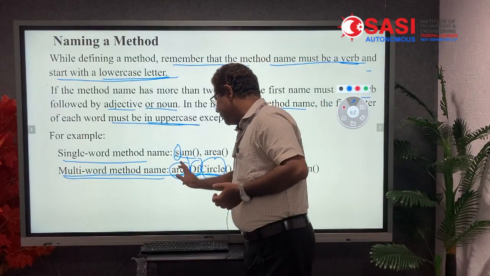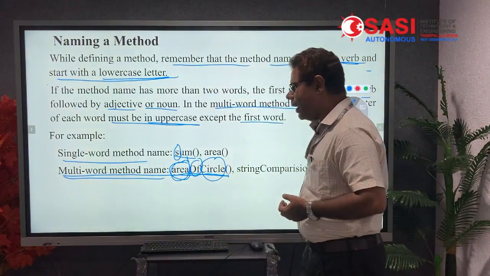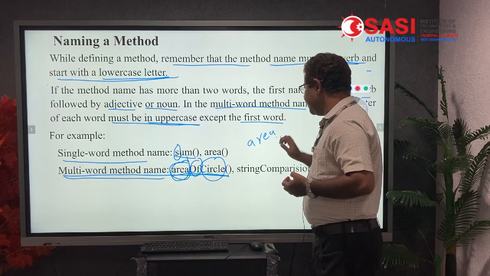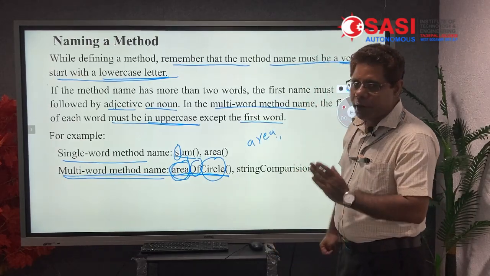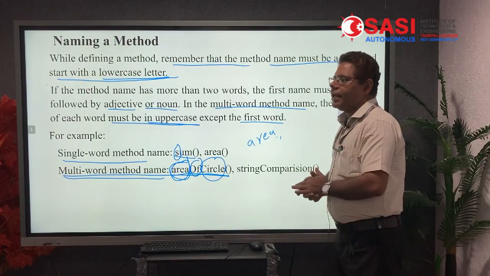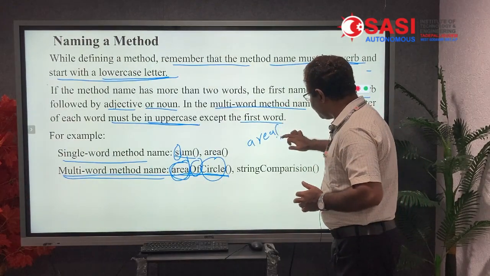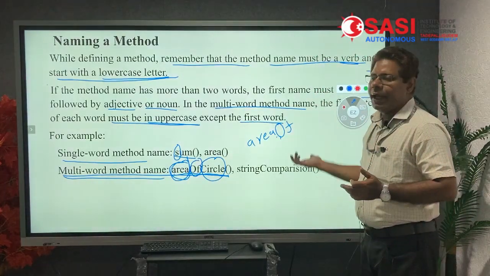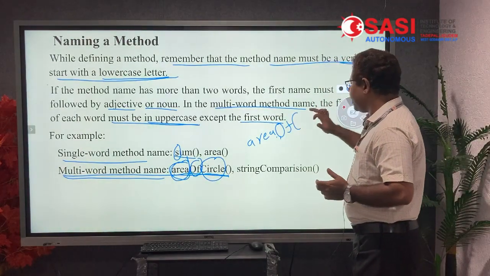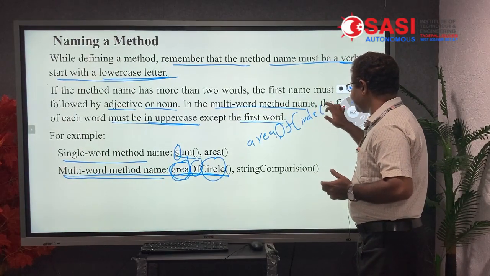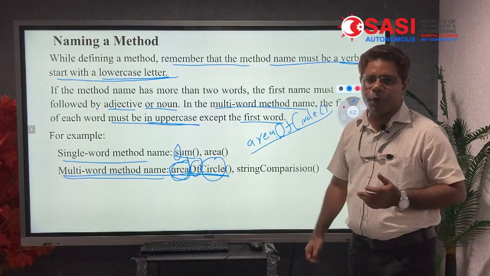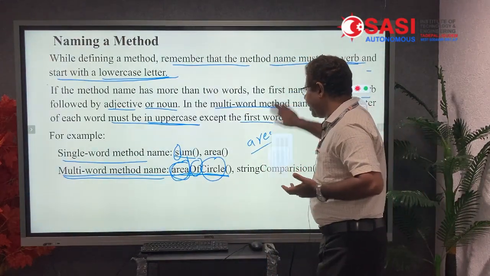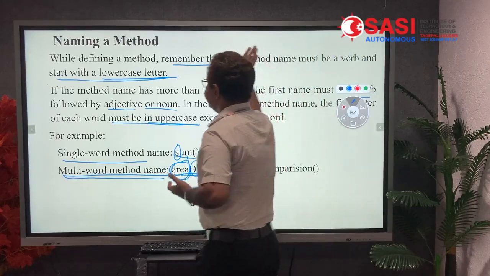The rules are: the first word's first letter is a lowercase letter, so that means area. Next, the second word's first letter is a capital letter, that means Of, where O is capital and f is small. For the next word, again the first letter is capital and the remaining letters are small. In this way we can provide names to the methods in Java.